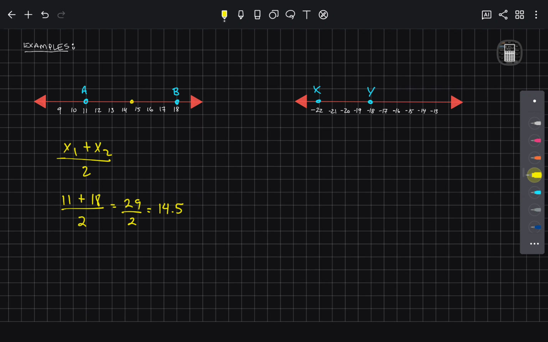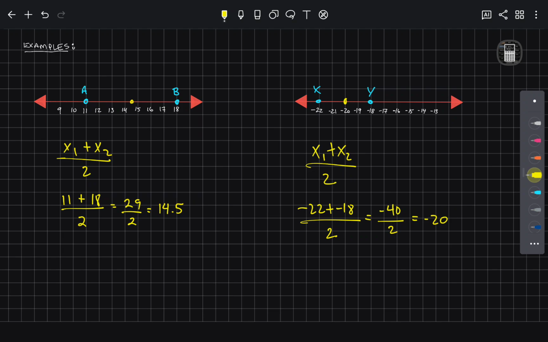Same thing, process is going to repeat itself over here with x and y. We know that the formula is x1 plus x2 over 2. So we're going to add negative 22 and negative 18 and divide it by 2. That will give you negative 40 divided by 2 equals negative 20. That is going to be the midpoint between negative 22 and negative 18. You can see it lies directly in the middle.